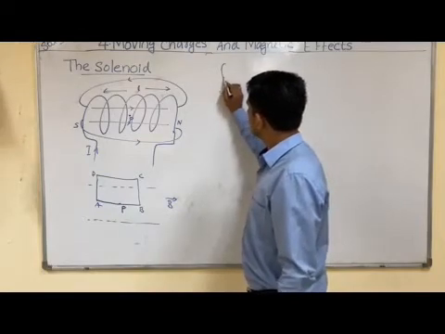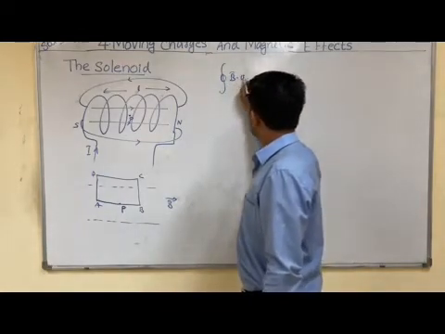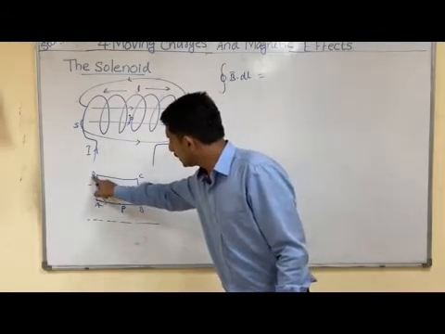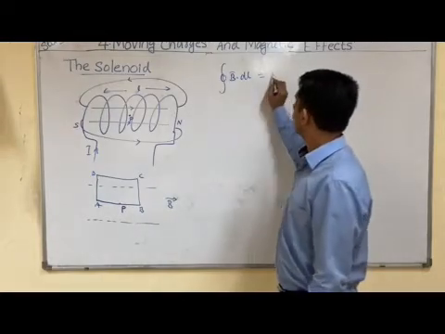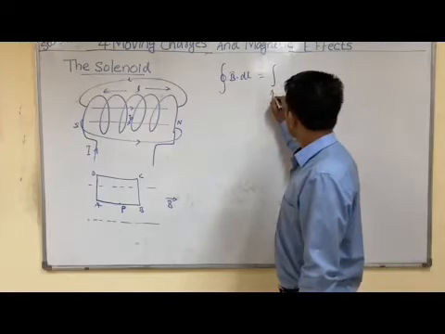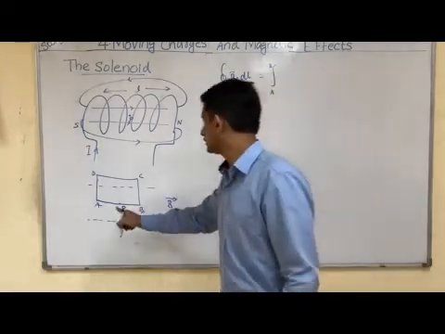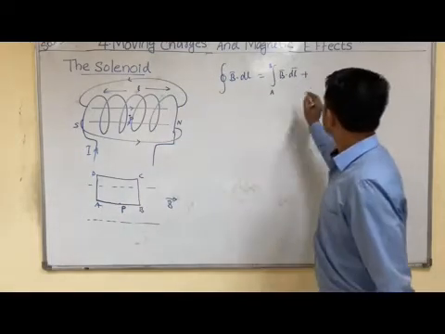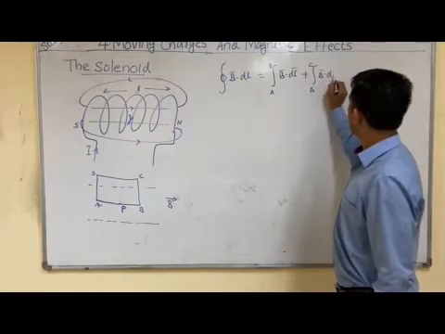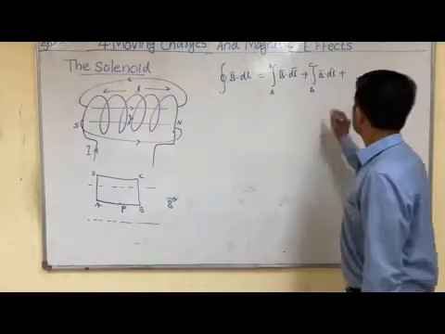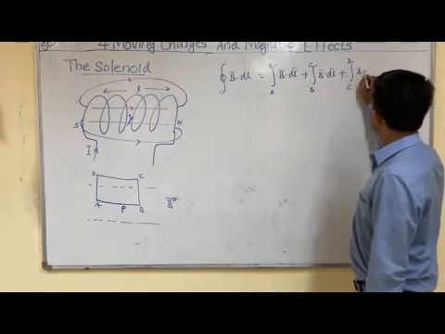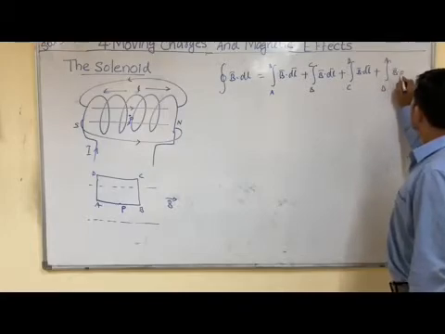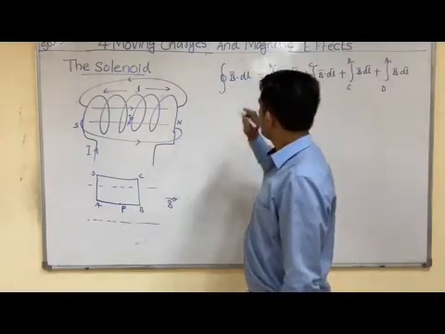According to Ampere's circuital theorem, we consider the integral of B dot dl around the Amperian loop ABCD. The integral of B dot dl is the integral from A to B of B dot dl, plus the integral from B to C of B dot dl, plus the integral from C to D of B dot dl, plus the integral from D to A of B dot dl. This is how we represent the closed integral of B dot dl.